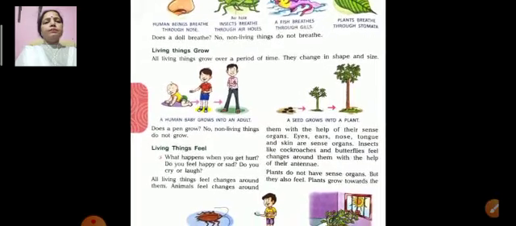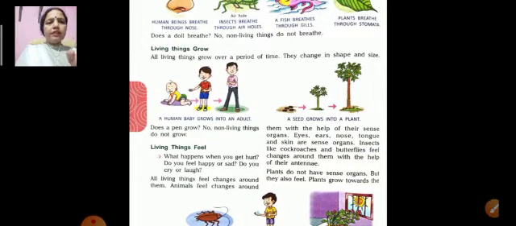So now what is the next difference? Living things grow, but non-living things cannot grow. All living things grow over a period of time. They change in shape and size. Does a pen grow? No, because non-living things do not grow.